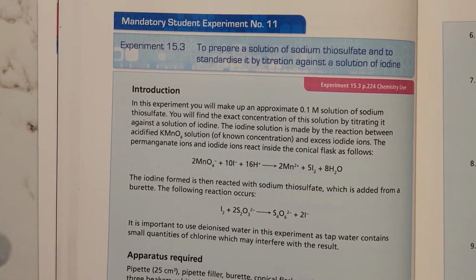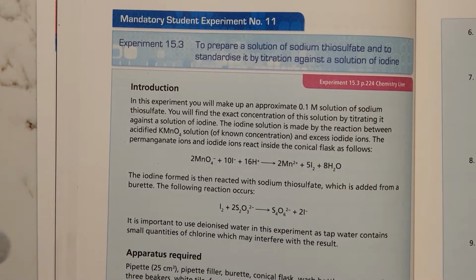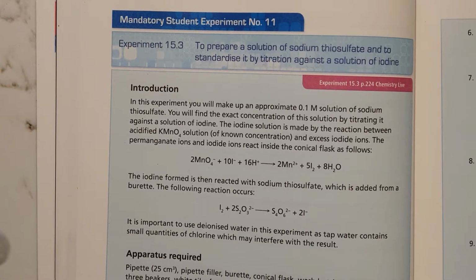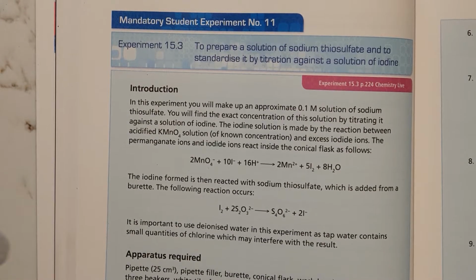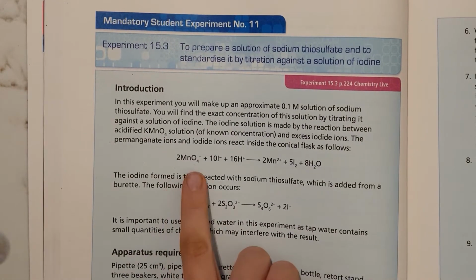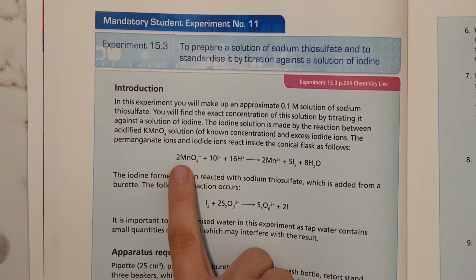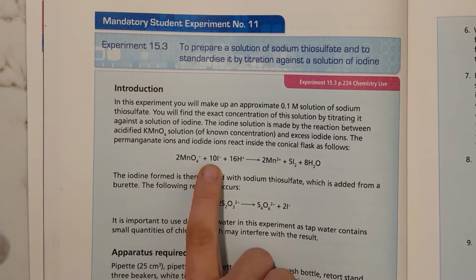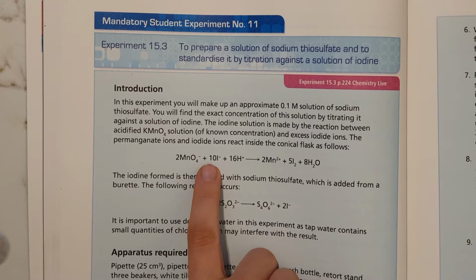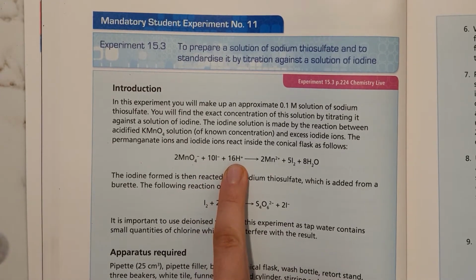Okay, so this is a run through of the experiment book to prepare a solution of sodium thiosulfate and standardize it by titration against a solution of iodine. So the first thing I want to bring your attention to is the equation up here. This is what's happening in the conical flask. So we have KMnO4, our potassium iodide, and our sulfuric acid that went in.